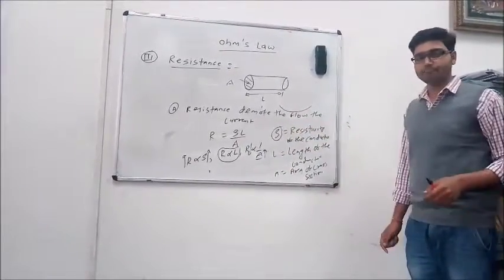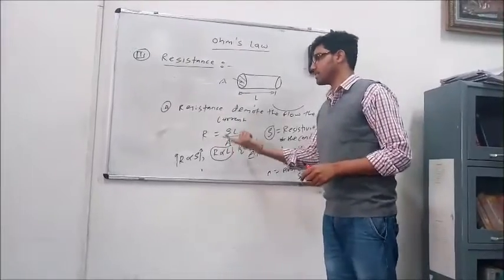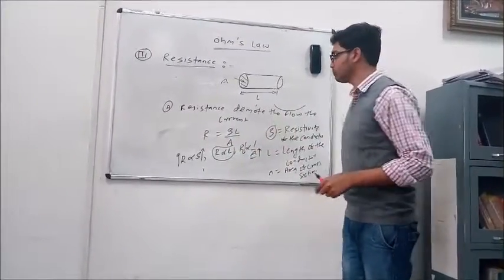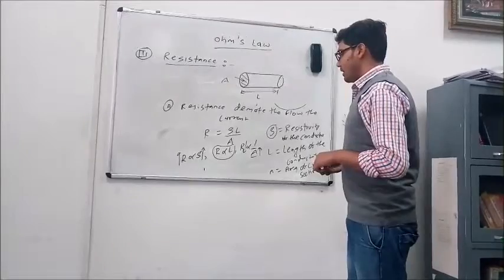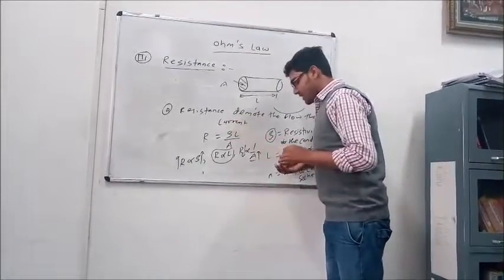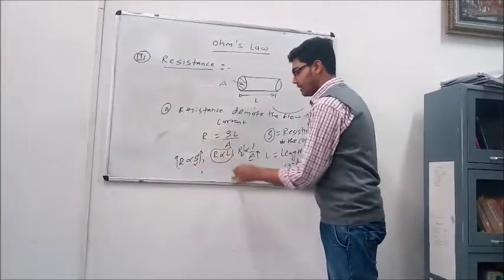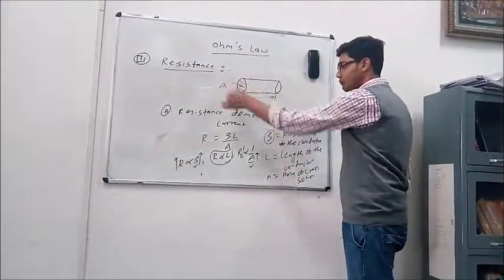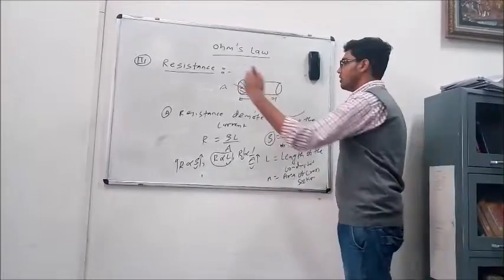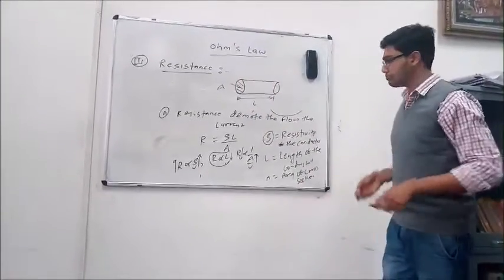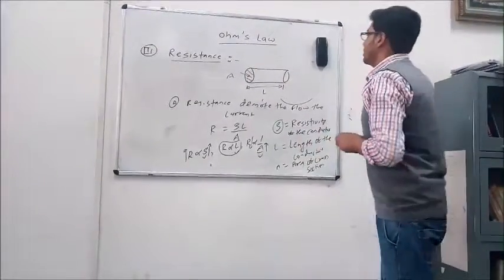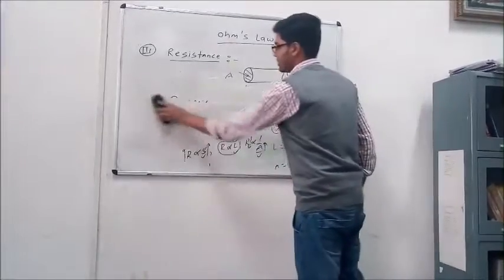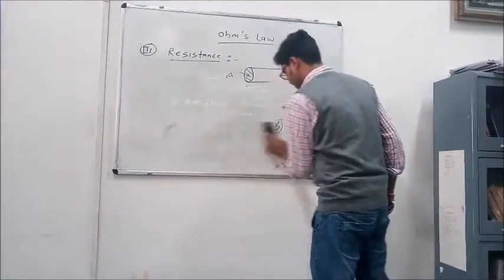And vice versa. We can understand the resistive property of any conductor. So resistance depends on the resistivity, the length of the conductor, and the area of cross section through which the electric charges are flowing. And one more factor on which resistance depends is the temperature.